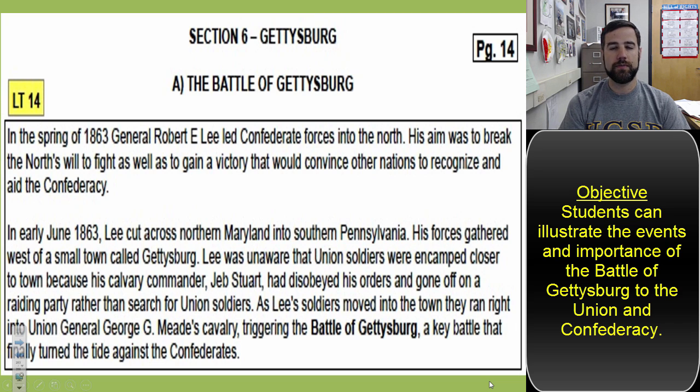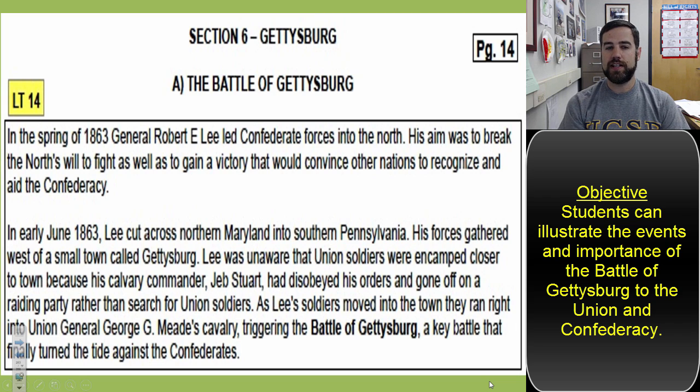In order for some countries to become allies, the Confederacy needed to prove that they could actually invade the Union and defeat them in battle there. And he's also hoping that if he takes over parts of the Union, that would force Abraham Lincoln to basically surrender and allow the Confederacy to be its own country.